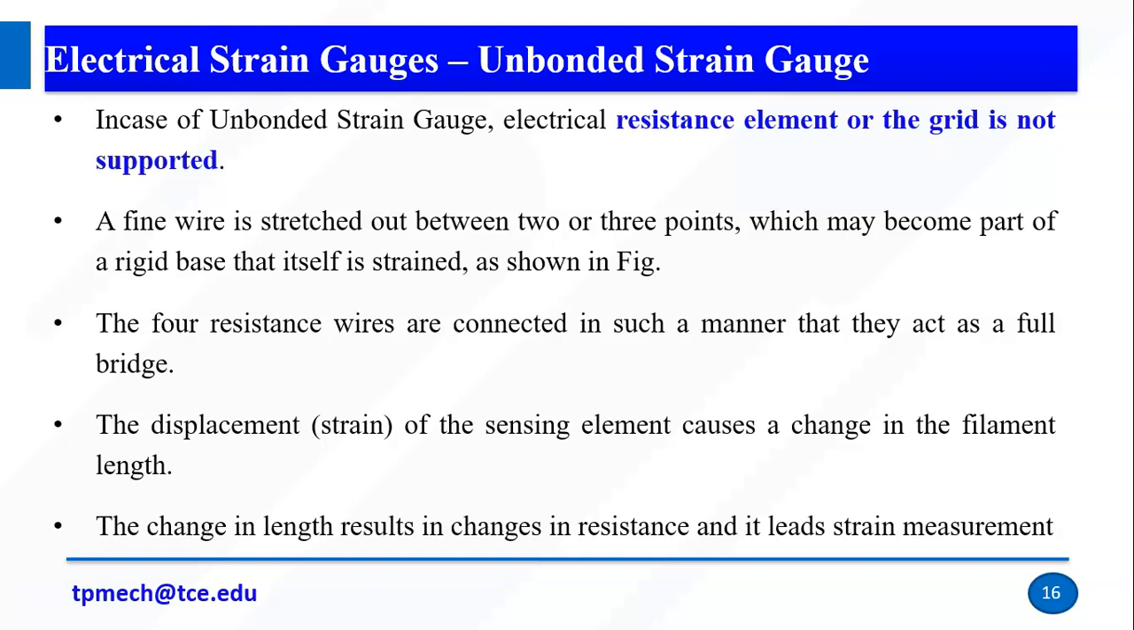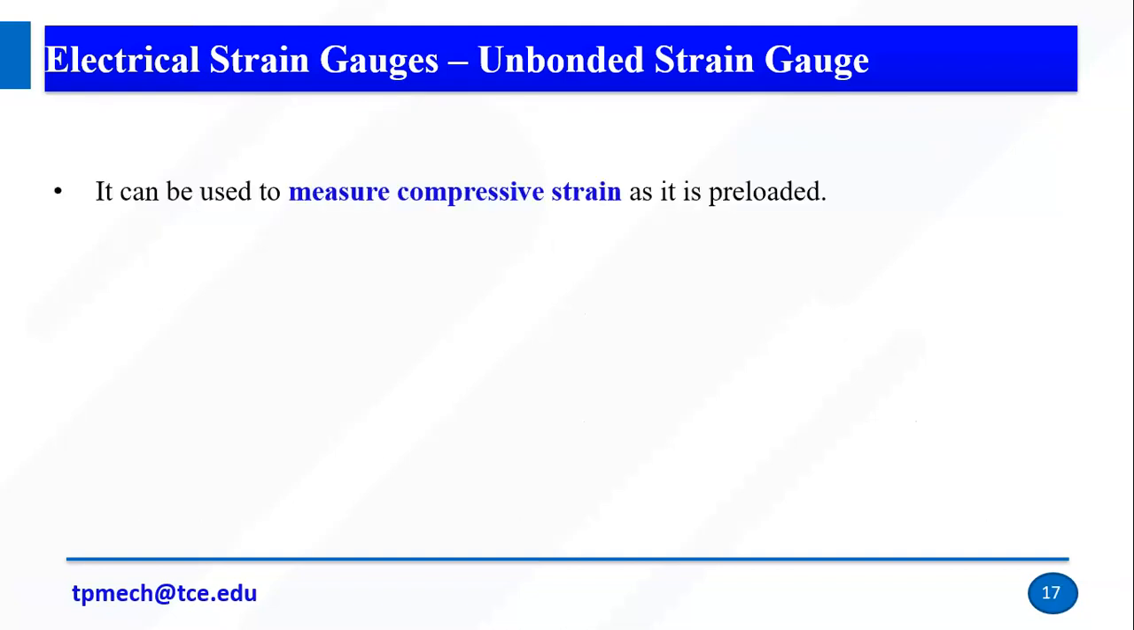Right, so the change in length results in the change in resistance. So if the length changes or the strain occurs, then the resistance value changes. From the resistance value we can easily measure the strain. Right, this is the unbonded measurement.